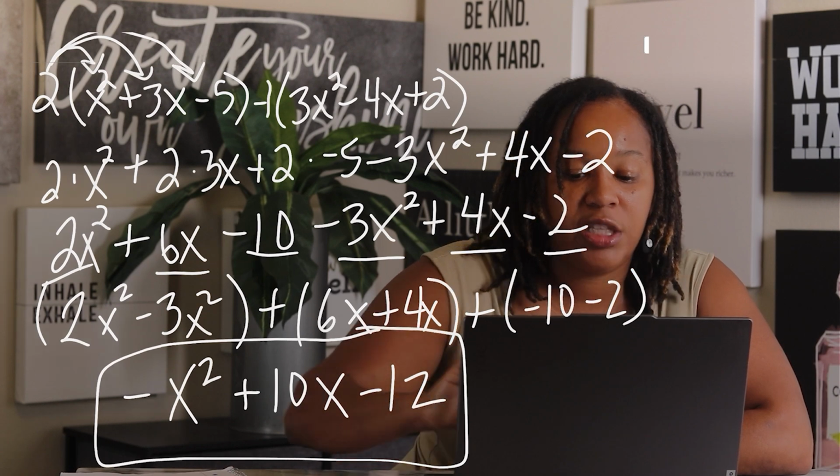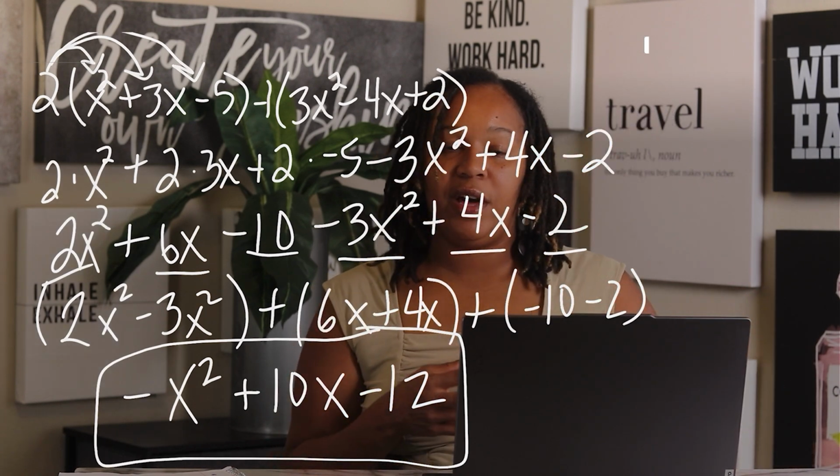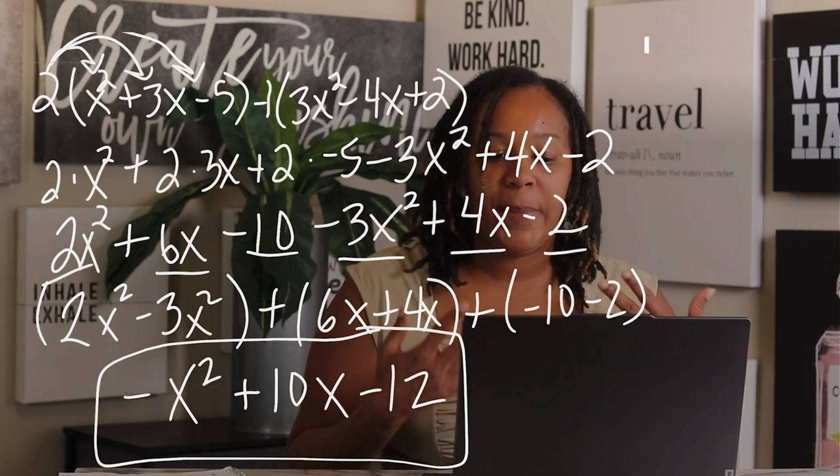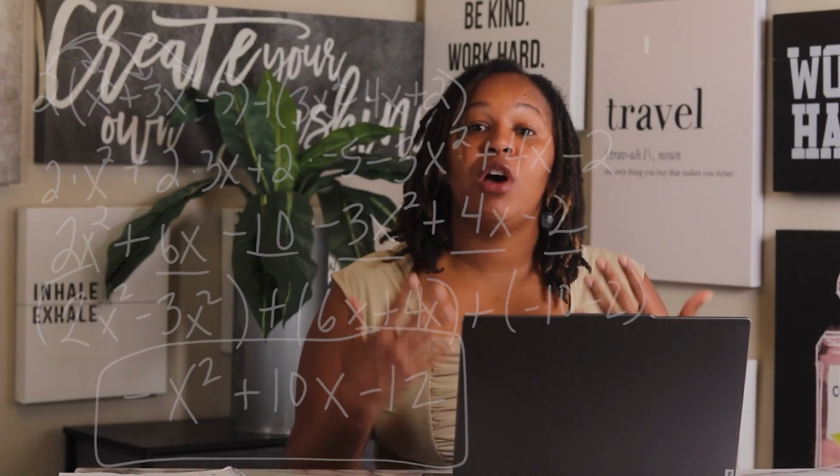And there are no more like terms. So that is my final answer: negative x squared plus 10x minus 12. Okay. So I've showed you multiple ways to use the distributive property.